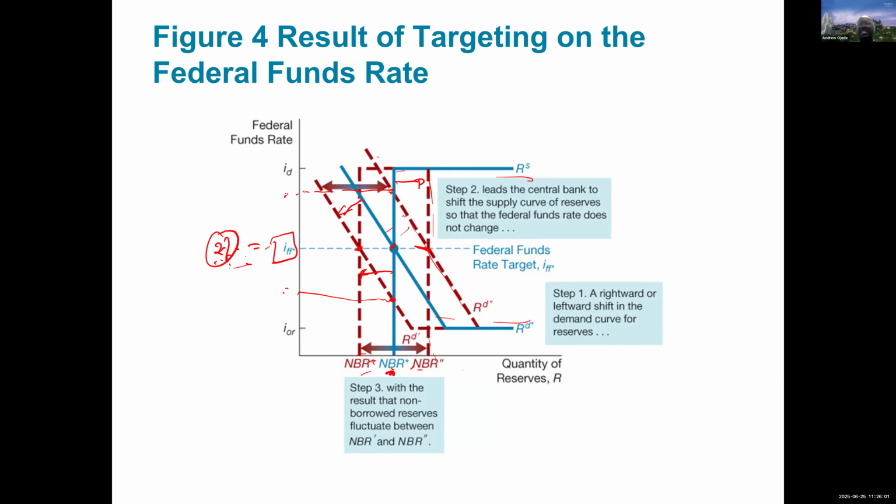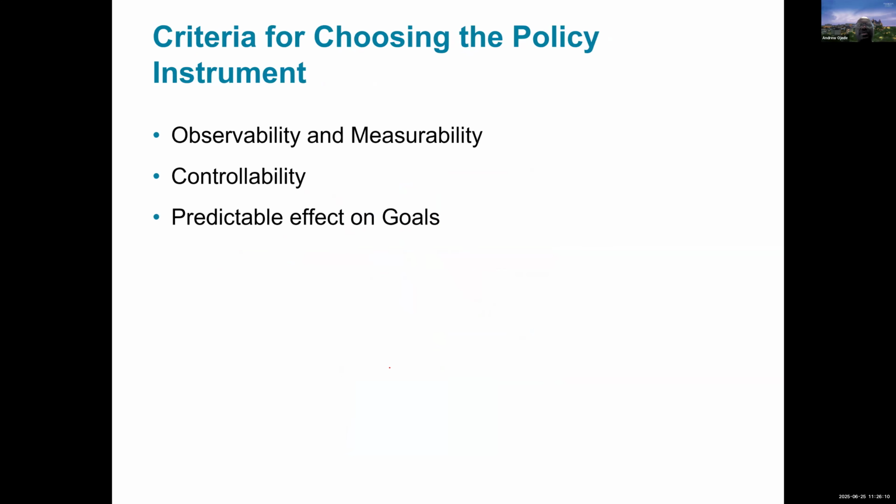So there's no way, it's practically impossible for the Fed to set targets on both the federal funds rate and non-borrowed reserves. So here are some of the criteria, because I told you guys the Federal Reserve has been changing its monetary policy strategy. In 1975, we used to target the money supply directly. And then in 1979, when Paul Volcker became chair of the Federal Reserve, he switched from targeting the money supply to targeting the non-borrowed reserves. And that was soon about to change.